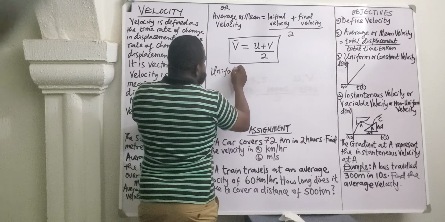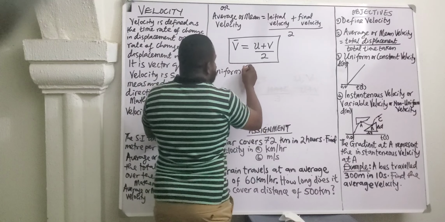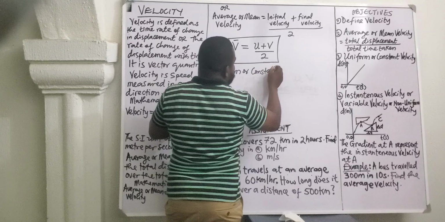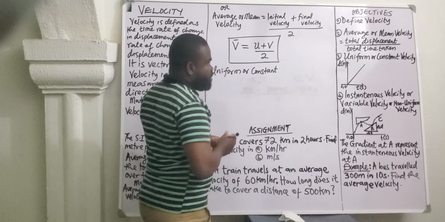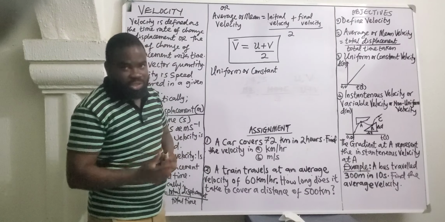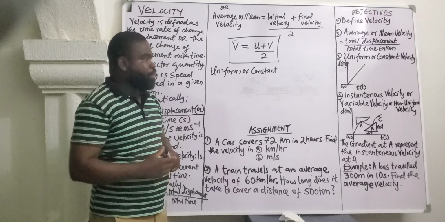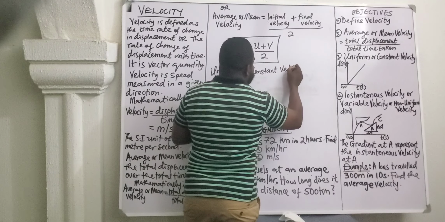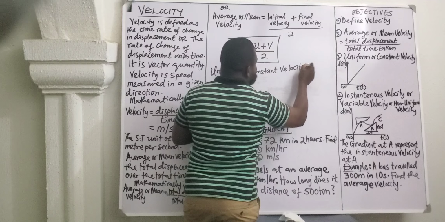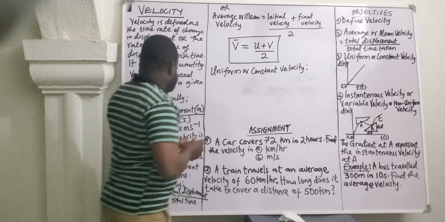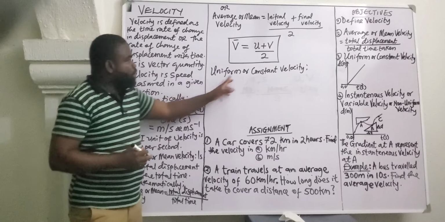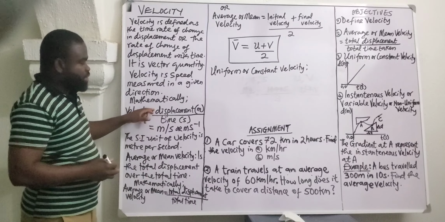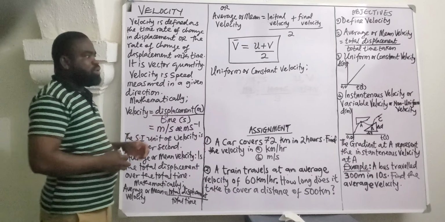Like I told you in the previous class, whenever you hear uniform, it means something should come to your mind, which is equal. Now, we have said that velocity is displacement over time. Uniform or constant velocity is going to be equal displacement in equal time.